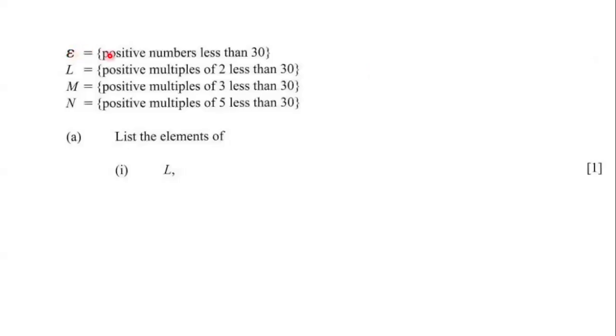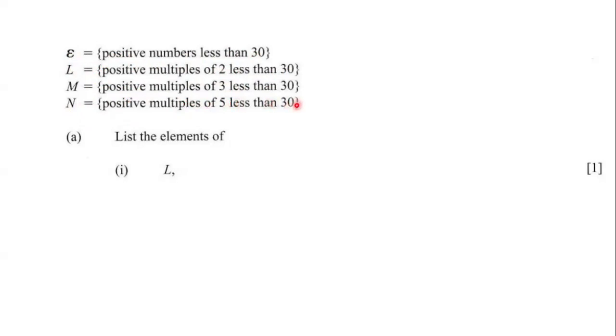The universal set is defined as positive numbers less than 30. The set L is defined as positive multiples of 2 less than 30. The set M contains positive multiples of 3 less than 30, and the set N contains positive multiples of 5 less than 30.